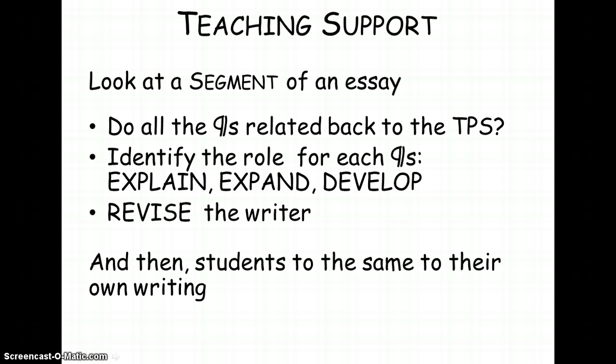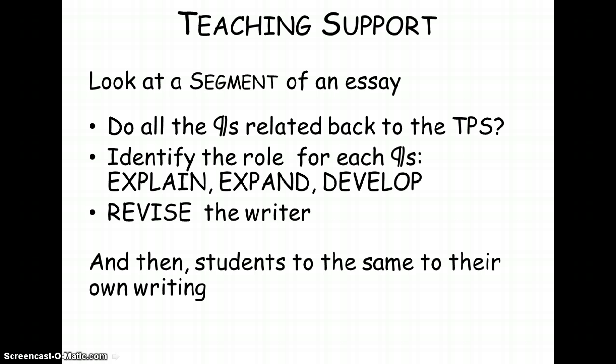And how do you teach support? You teach support using the essays that you read and the essays that students write. Everything you do to an essay that you read that is considered a quote-unquote professional essay, you do to the student's own writing. So you look at a segment of an essay. You decide if all the paragraphs relate back to the topic sentence, right? You decide what is the role of each paragraph. Is it explaining, expanding, or developing the topic sentence and the thesis? And then if it doesn't, you revise it.